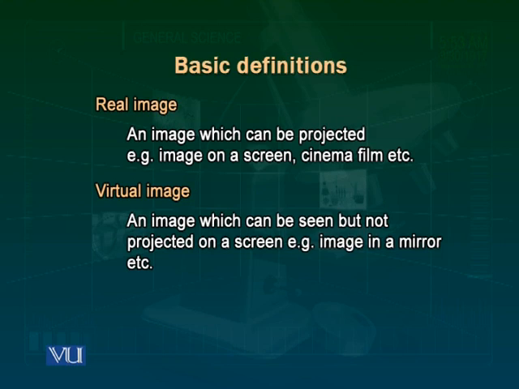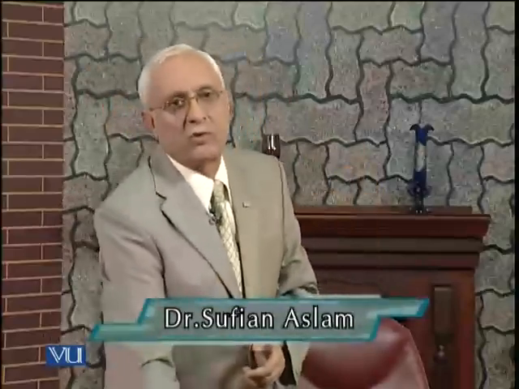For example, if I take a mirror and look into it, I can see myself. But when I look at the side, what is behind the mirror? There is nothing. I cannot really feel exactly where my image would be, even though I can see myself in that mirror. So that image which cannot be projected on a screen is known as a virtual image. It is the image in a mirror, the image which you see when you look at a mirror.